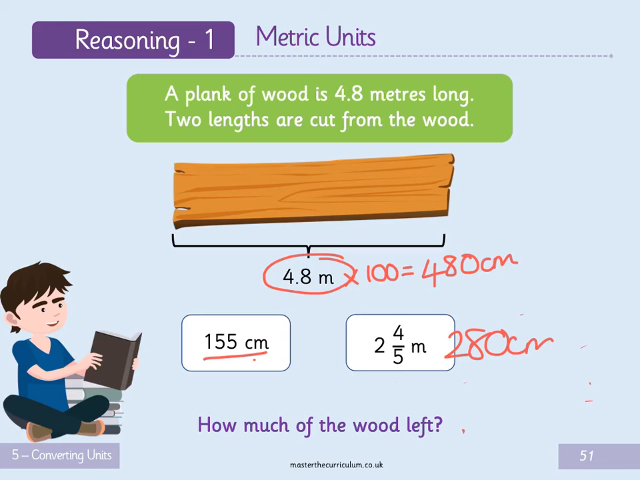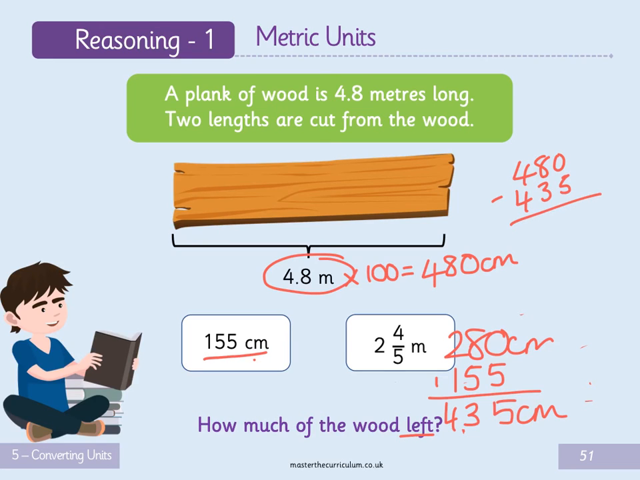280 centimeters. So in order to work out how much of the wood is left, I need to add 280 and 155 to find out how much was taken altogether. That's 435 centimeters was taken. We had 480, so now we need to do 480 take away 435, and we should be able to do that in our heads, but I'm just going to do it like this. 45 centimeters left as our final answer.